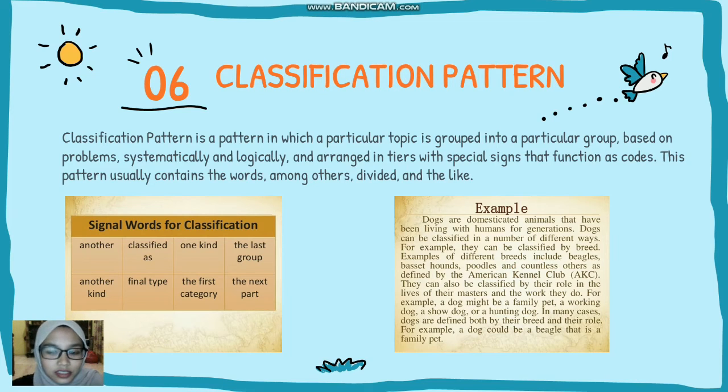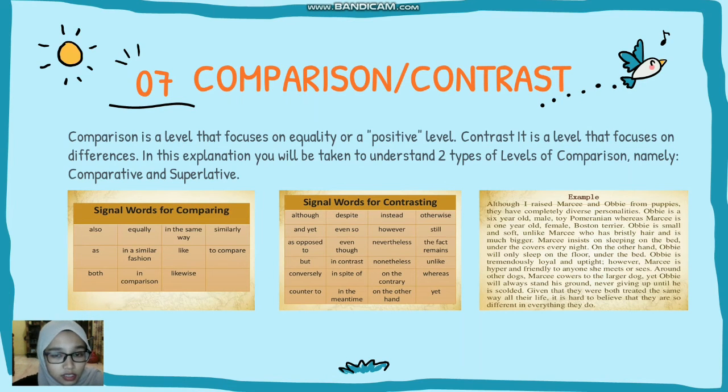That is an example of classification patterns. And number 7 is comparison or contrast.